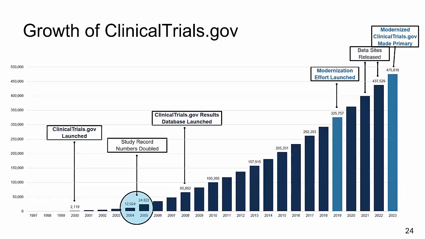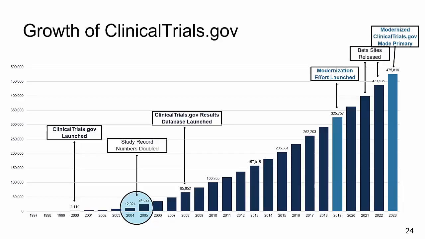So when the ClinicalTrials.gov website launched on February 29, 2000, just over 25 years ago, it contained 2,119 study records. Those study records numbers doubled in 2005, which was the year the ICMJE publication policy was implemented. In 2008, 1 year after the FDAAA 801 requirements went into effect, the ClinicalTrials.gov results database was launched.